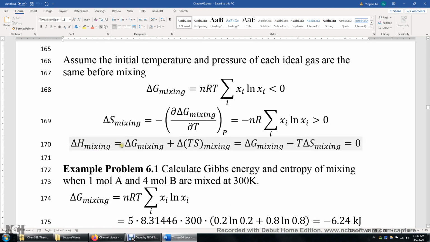How about the enthalpy of mixing? It's 0. Well, it's simple. You simply just do delta G plus T delta S, and you plug in this for delta G, plug in this for delta S. The result is 0.